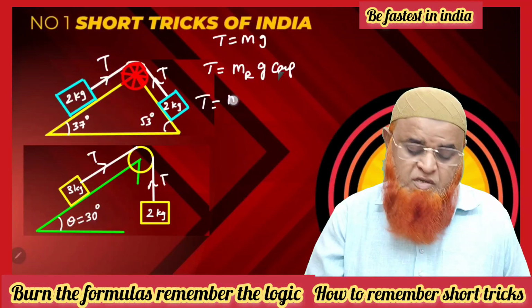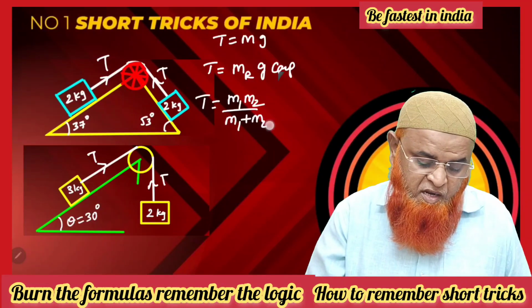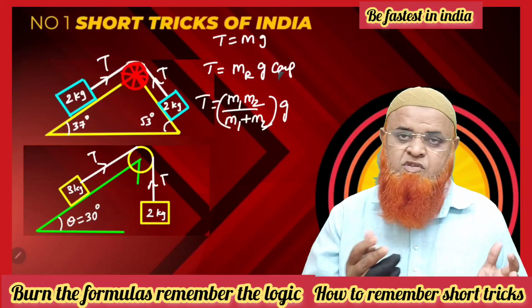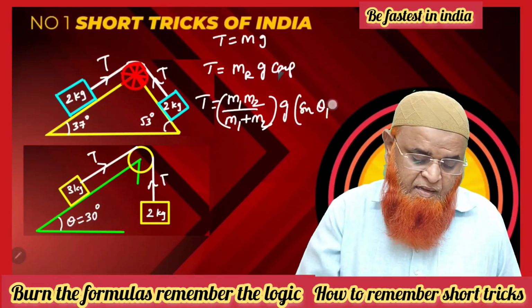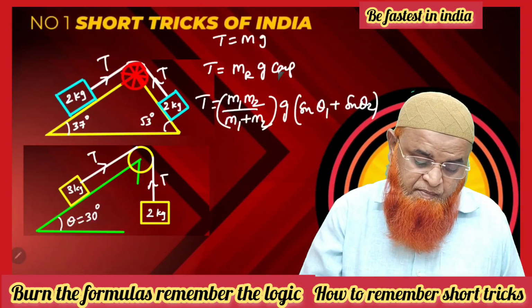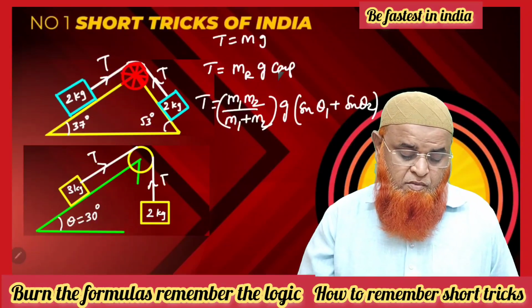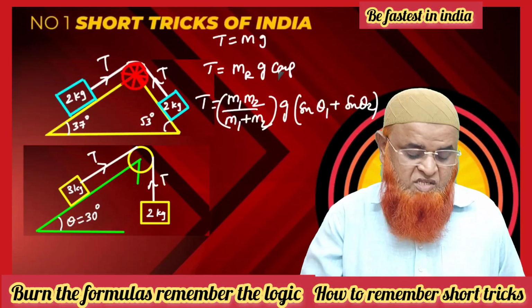What is the meaning of reduced mass? Reduced mass is nothing but m1 m2 by m1 plus m2. This is the formula for reduced mass. g you will write like that only. Components you have to add, that is sin theta 1 plus sin theta 2. That is the logic here to remember. So this is the formula to solve the problem, which is the wedge here.